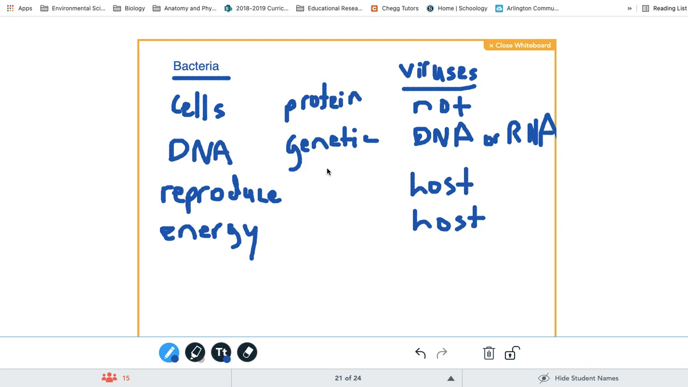So again, bacteria has cells, viruses don't. Bacteria uses DNA, while viruses use DNA or RNA, depending on the virus. They both contain genetic material. They both contain protein, proteins in the capsid of the viruses, while proteins in everything else with the bacteria. Bacteria reproduce while viruses use the host to reproduce. Bacteria expends energy, while viruses, again, use the energy of the bacteria or any host cell to be able to reproduce or do anything of that nature.